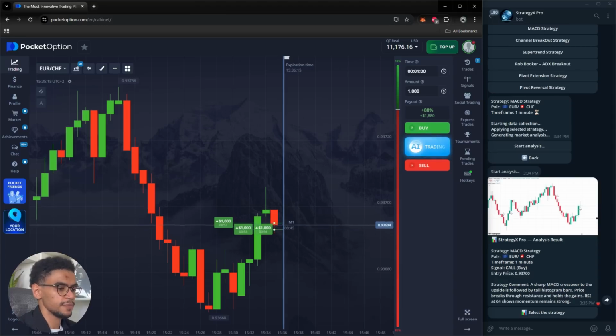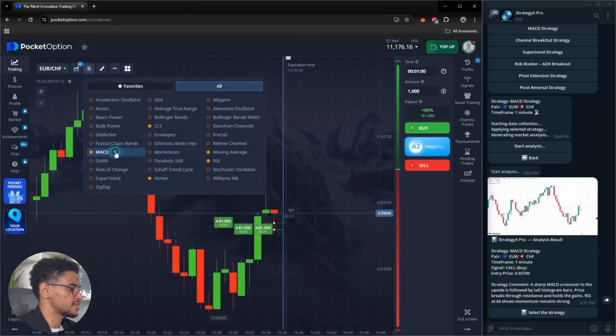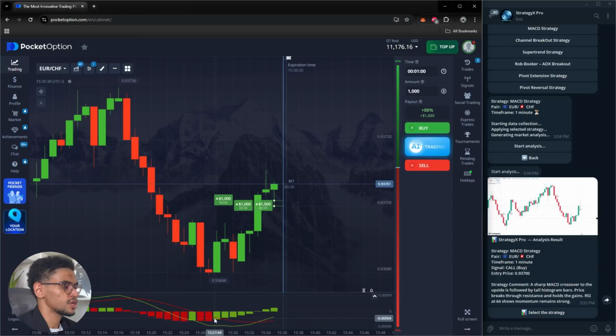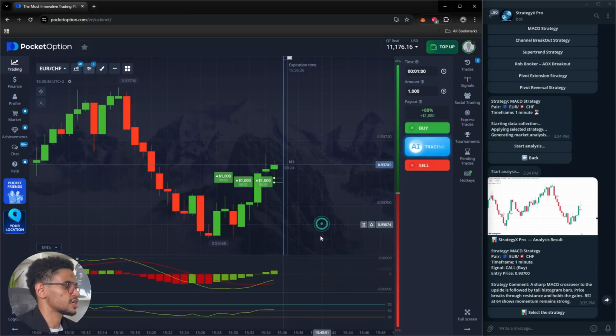Strategy comment right here: a sharp MACD crossover to the upside is followed by tall histogram bars. Price breaks through resistance and holds the gains. RSI at 64 shows momentum remains strong. Super nice, super easy, but let's add indicators. And here we have the crossover. The strong bars start to appear, so exactly what the robot has told us is playing out on the chart. Let's add RSI as well.